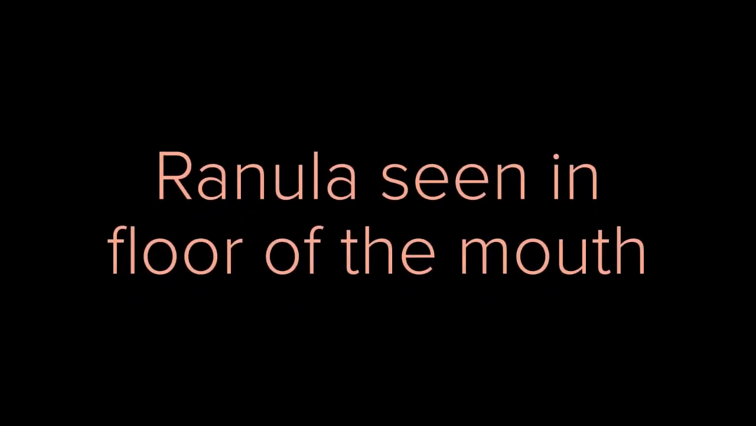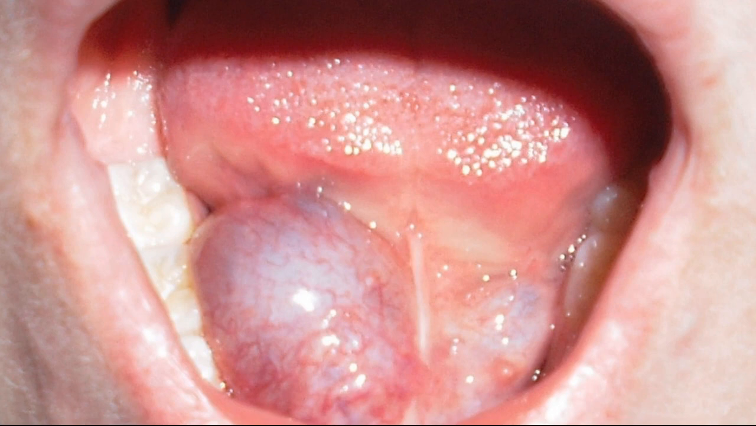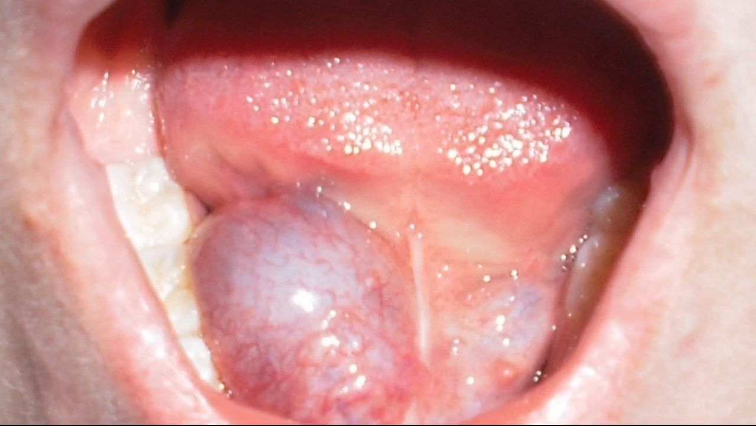On the other hand, ranula is a mucocele, but it is seen in the floor of the mouth. That mucocele is seen in the lower lip, whereas the ranula is seen in the floor of the mouth. So how you can differentiate is based on the location. As you can see, we have a large vesicle in the floor of the mouth. It is also similar to mucocele in that it is bluish in color.